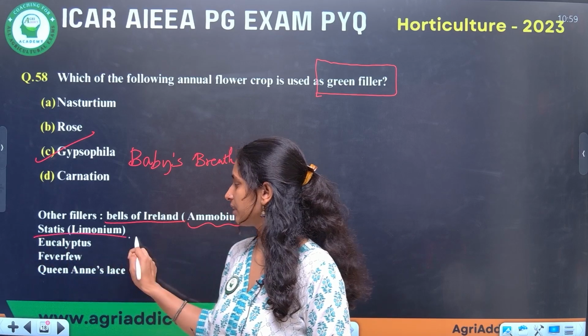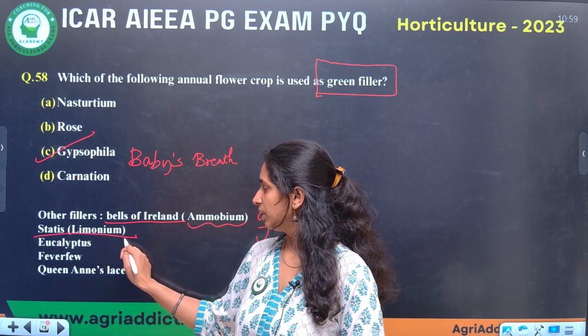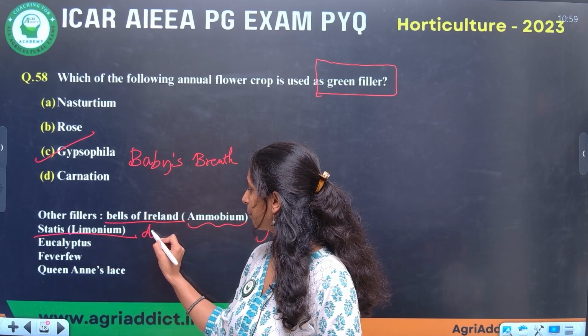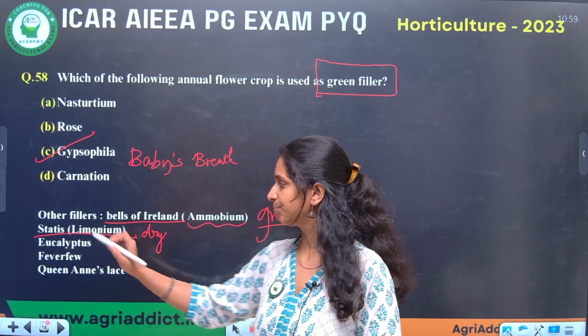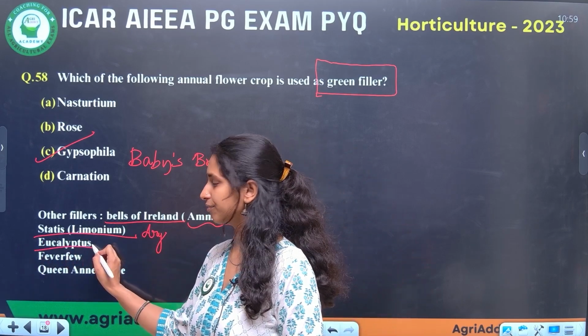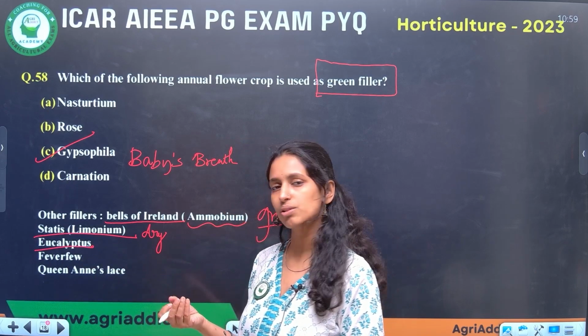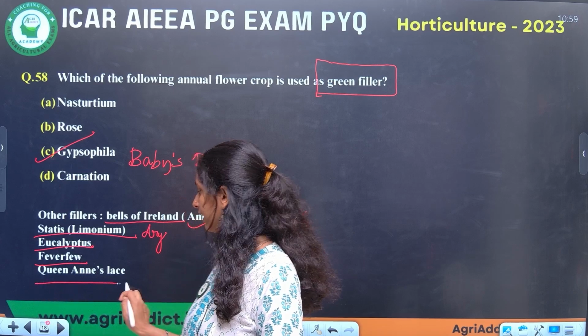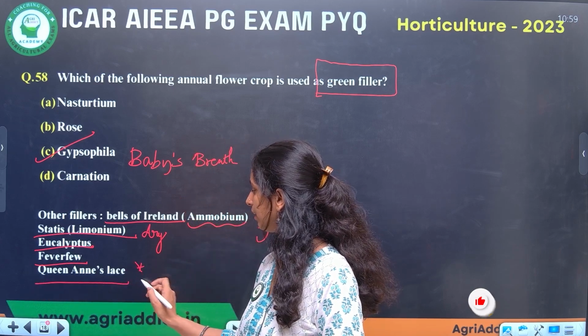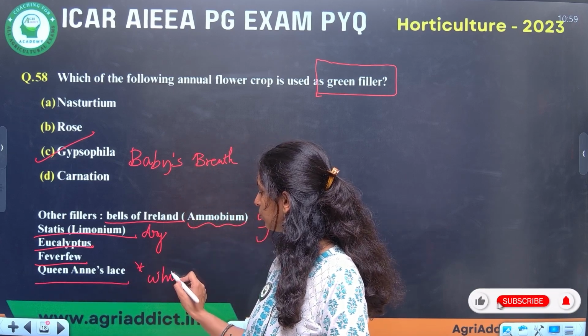Then statice or limonium. This is also used for dry flower making, and nowadays it is gaining a lot of importance. Then eucalyptus, which has fragrant leaves. It is also an aromatic crop. And feverfew and Queen Anne's lace. These also have white colored blooms. It looks like a carrot flower.